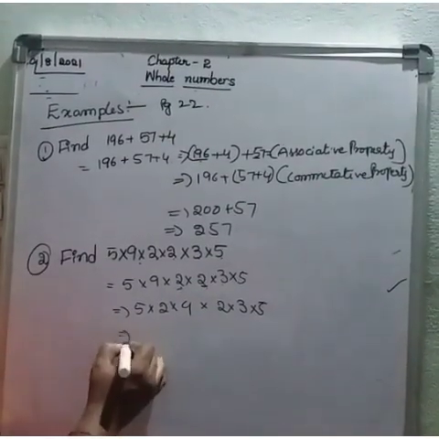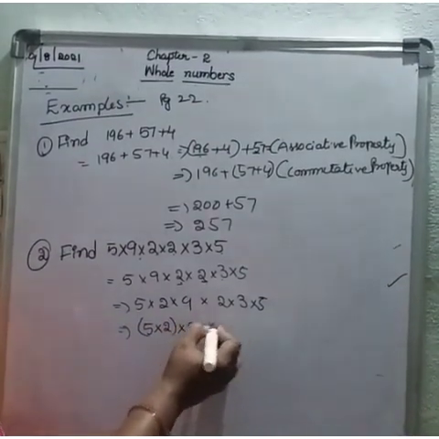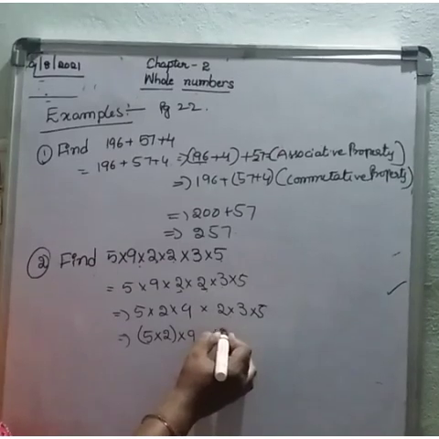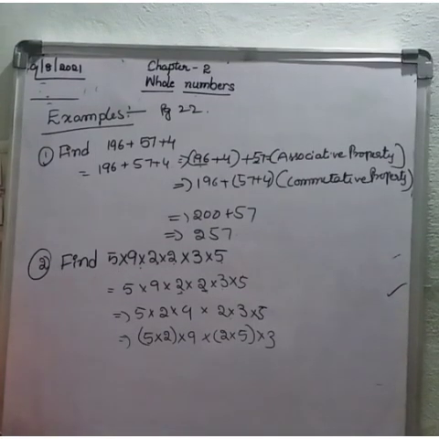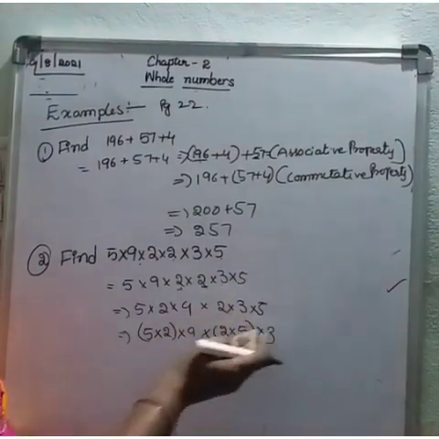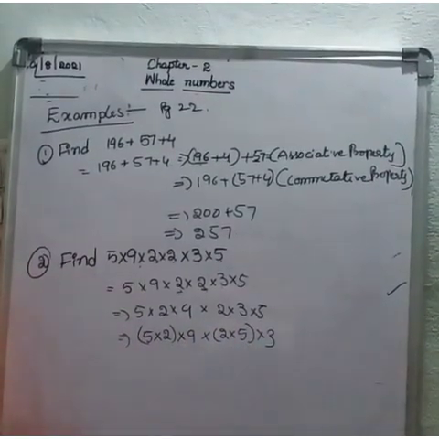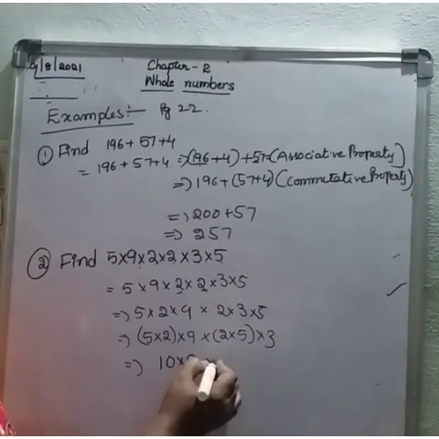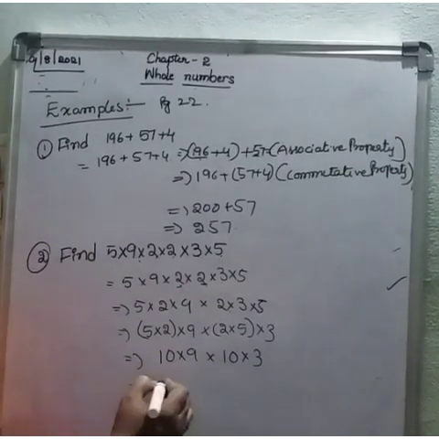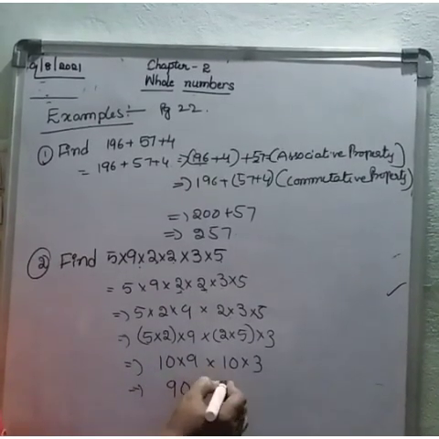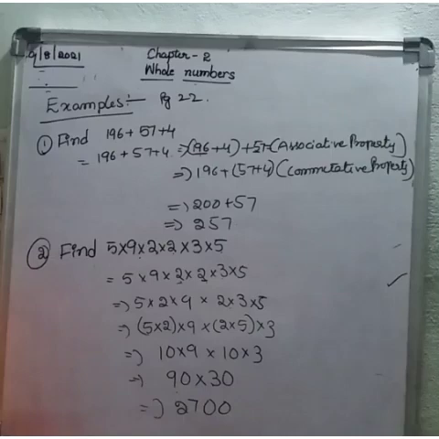Next, in this, 5 into 2 is there in one bracket, remaining 9. Here also 5 into 2 is there, no? 2 into 5 into 3. 2 into 5 into 3 or 5 into 2 or 2 into 5, both are equal. 5 into 2 into 9 into 2 into 5 into 3. 2 fives are 10 into 3. 10 nines are 90, 10 threes are 30. 9 threes are 27, remaining 2 zeros.